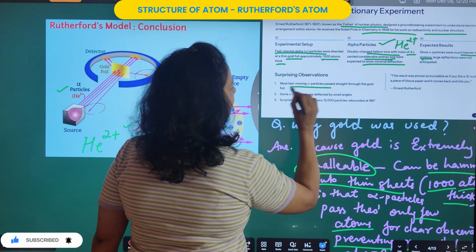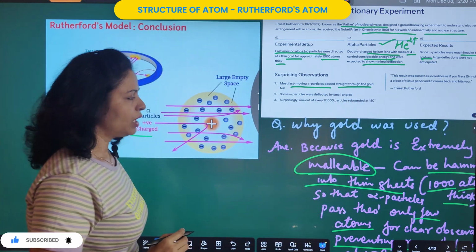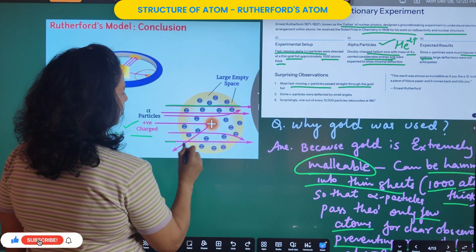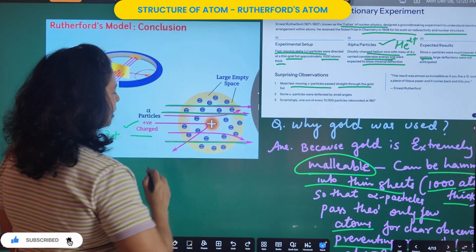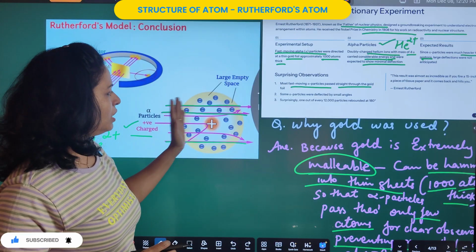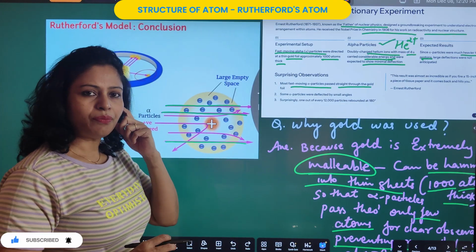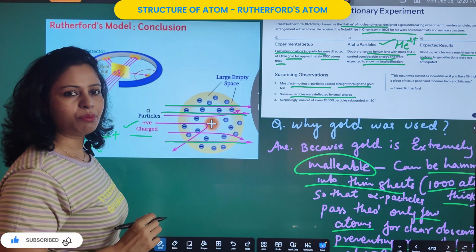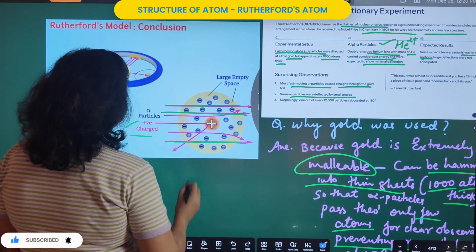Most fast moving alpha particles passed straight. If you see here, this is passing straight, here also passing straight, here also passing straight. So most of the alpha particles are passing straight through the gold foil. And some alpha particles were deflected by small angles.